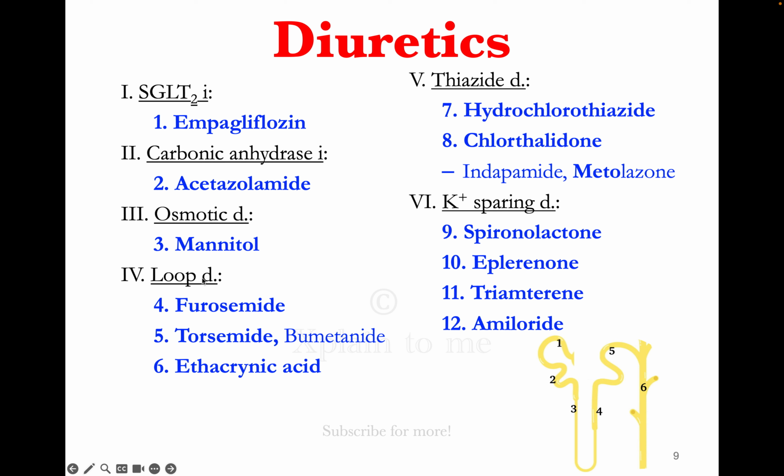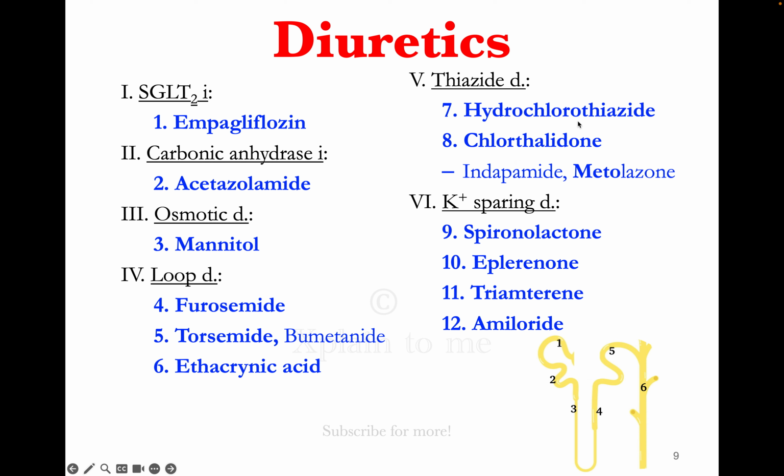Anyway, loop diuretics, 4 drugs, site of action is at number 4, the ascending limb of the loop of Henle. Then thiazide diuretics, there are 4 of them, but 2 are commonly used. One is a very important drug, Hydrochlorothiazide, easy to remember. Thiazide, drug name Thiazide, it has hydro and chloro groups. Thiazide and thiazide-like diuretics are the next 3: Chlorthalidone, Indapamide, and Metolazone. But just remember them as thiazide diuretics so that it will be easy for you to study.